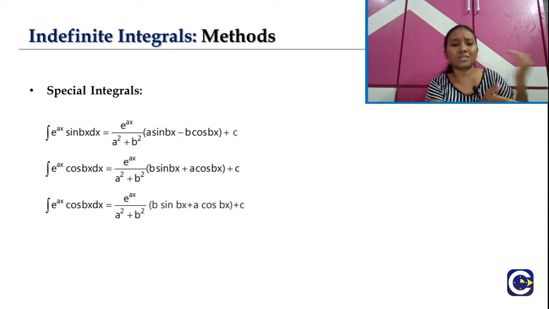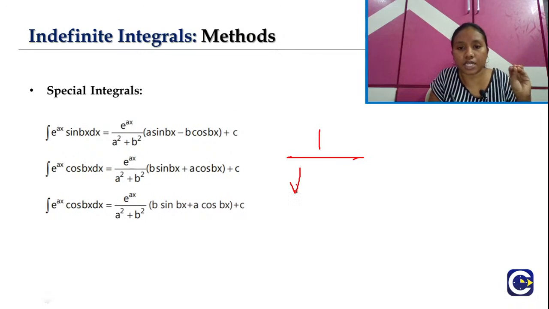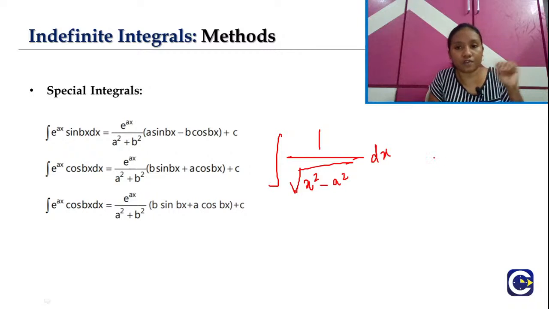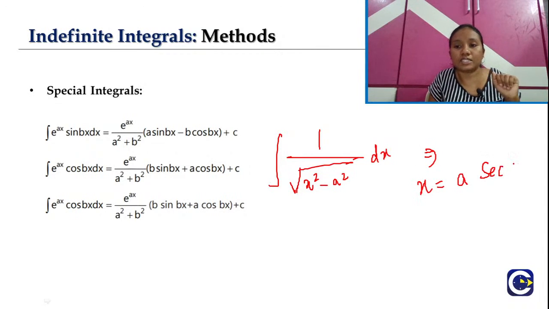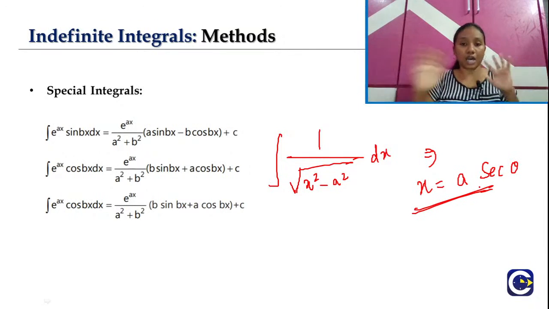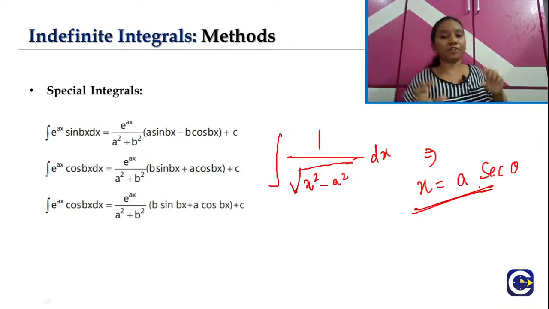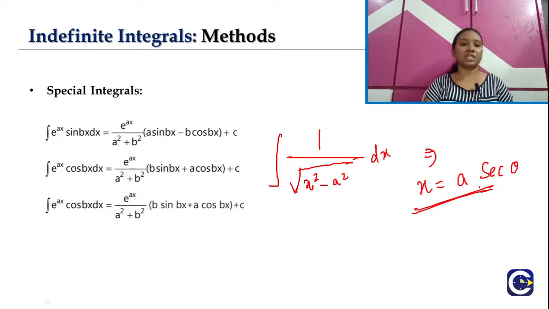It's nothing but a simple simplification which we have done, but the only thing we should be aware of is that if we have a function 1 by root over x square minus a square dx, and we are doing the integration of this function, in place of x the substitution should be a secant theta. We should be aware of it, right? We should be thorough with our standard substitutions which we have seen in our previous session of indefinite integrals.